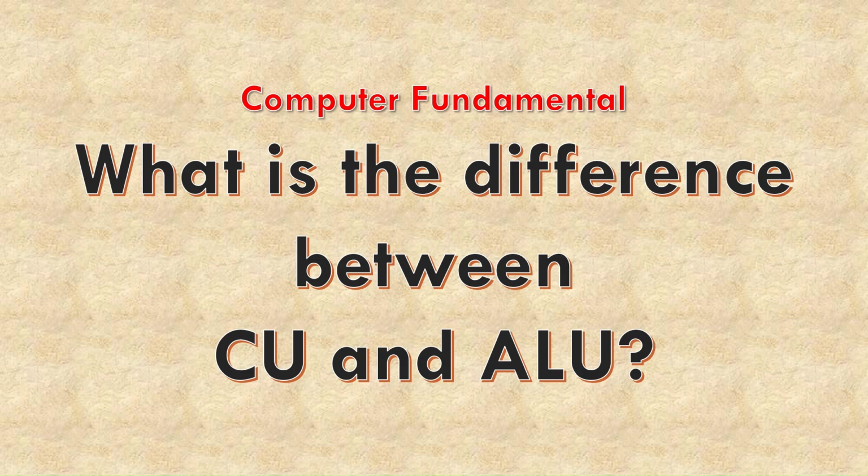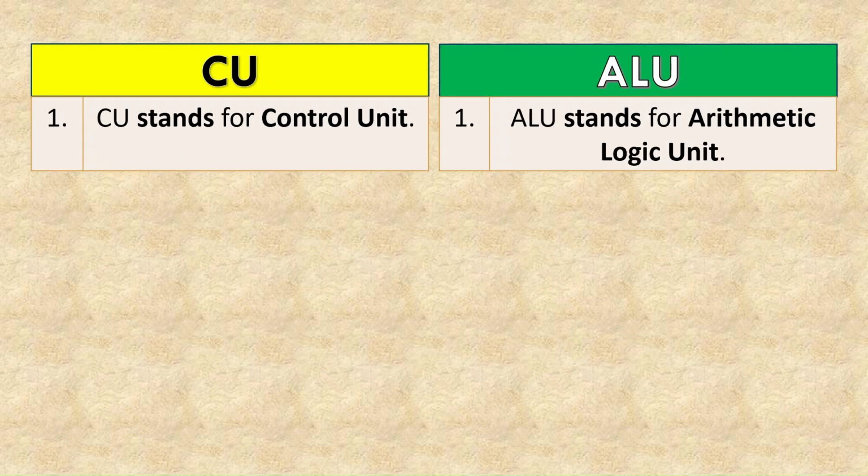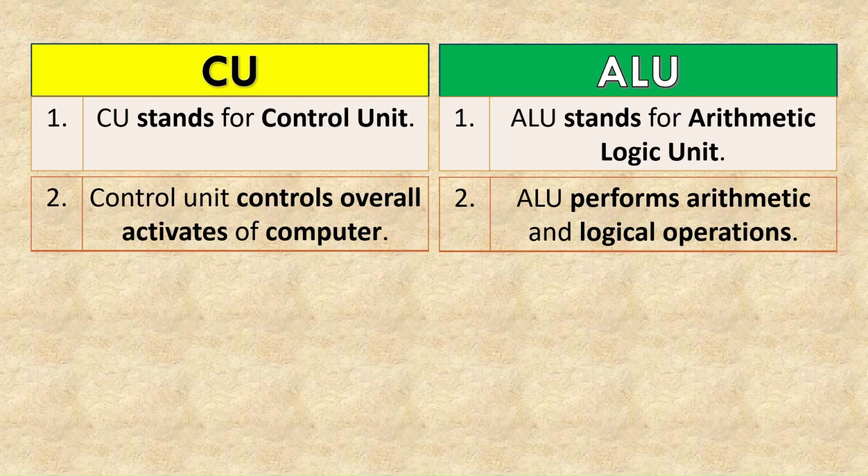In this video, we will discuss the difference between CU and ALU. CU stands for Control Unit. ALU stands for Arithmetic Logic Unit. Control Unit controls overall activities of the computer. ALU performs arithmetic and logical operations.